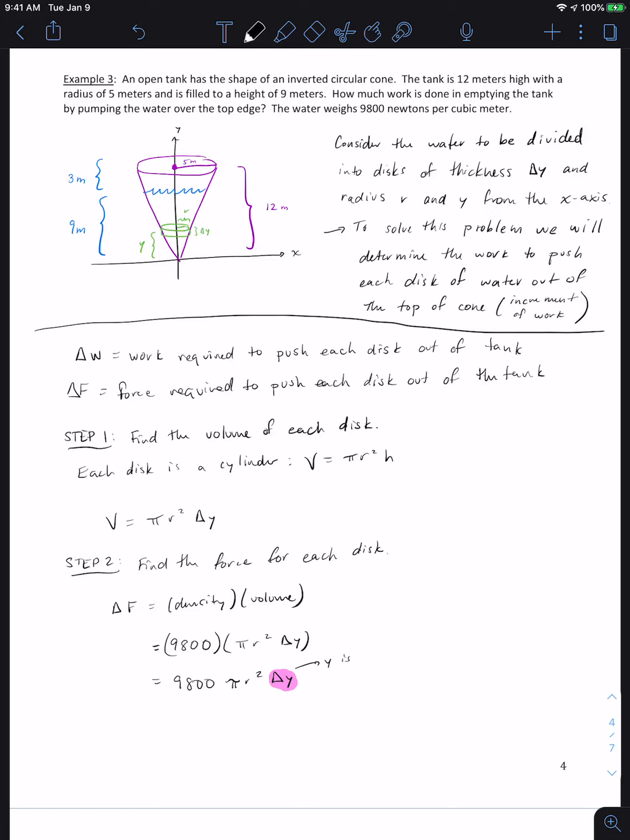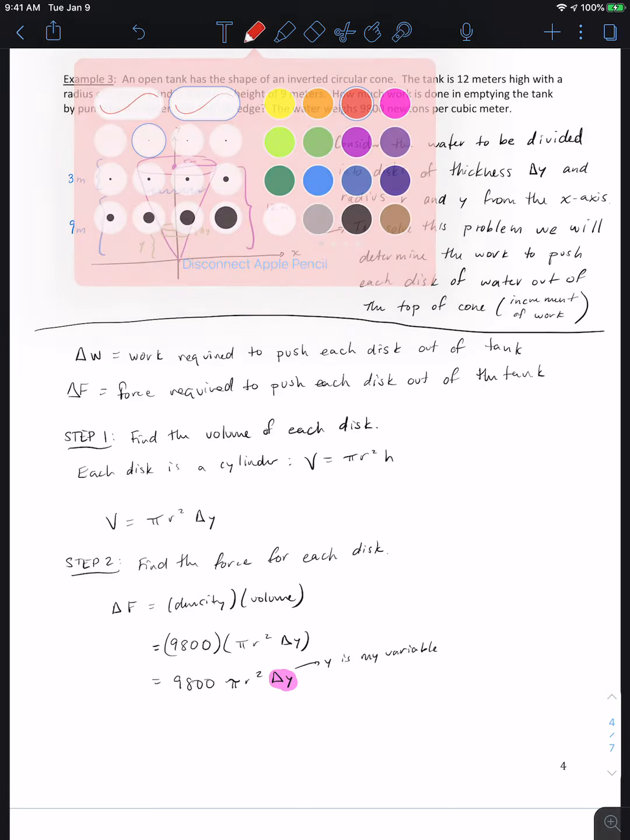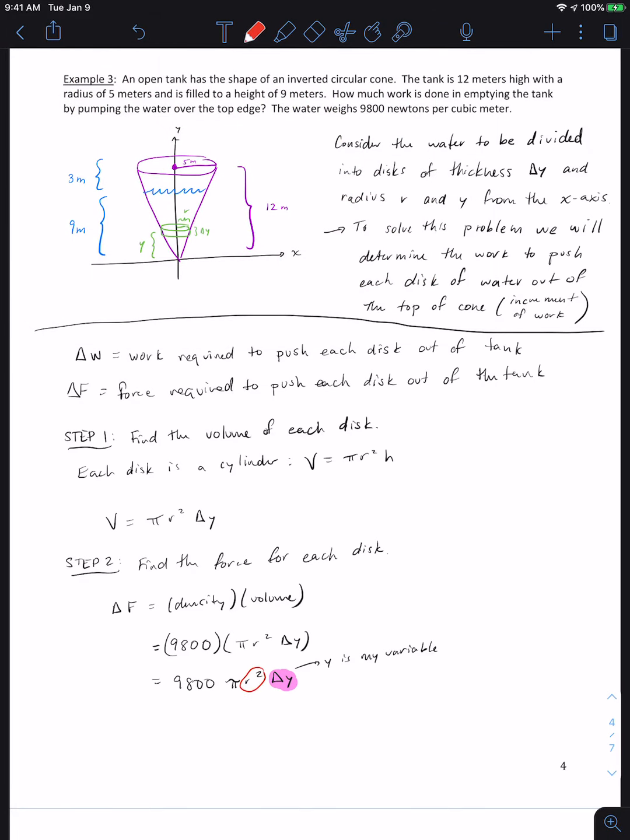Y is my variable. But that's an issue because if we look at that equation we have, r squared is not y, right? But we can find r squared in terms of y by looking at our tank, right? So what we have to do now is find r squared, or let's say just r, in terms of y. And the way we're going to do that again is by looking back at our tank.